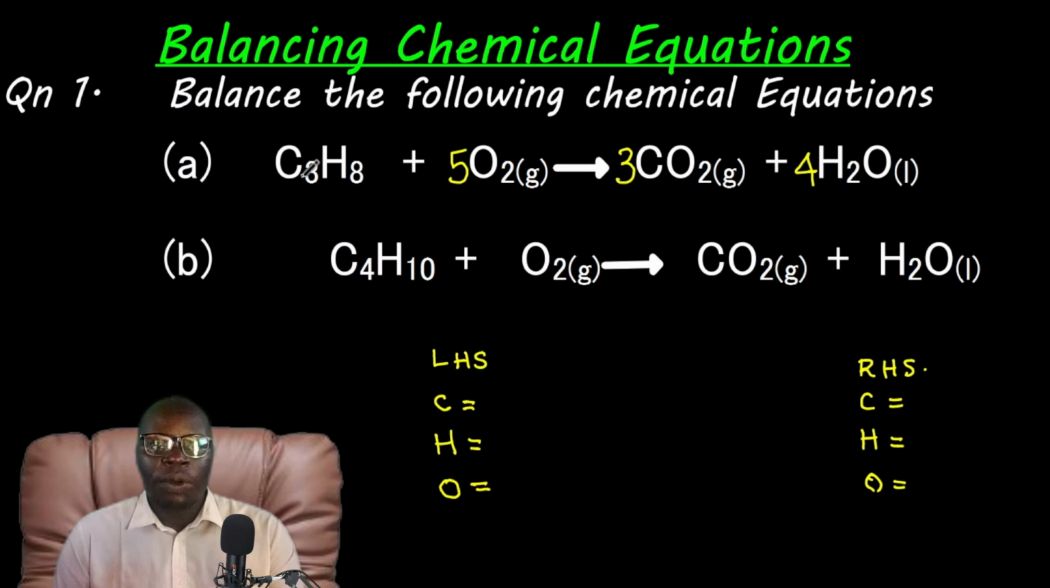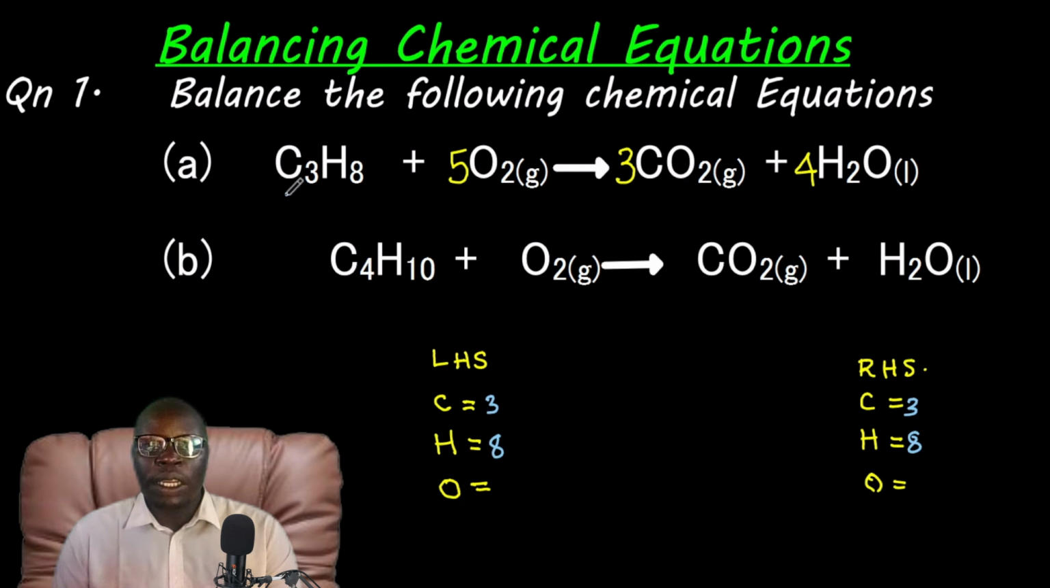From here, carbon, we have 3 atoms. On the other side, 3 times 1, here 3. So let's move to hydrogen. Hydrogen, we have here 8, and this is the only one, so we have here 8. Now let's go to the right hand side. We don't have hydrogen here, so we have only hydrogen attached to water. So 4 times 2, that is 8. And you can see the hydrogen atoms are balanced also.